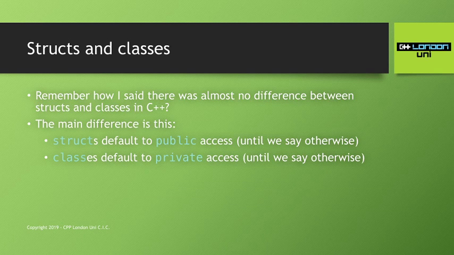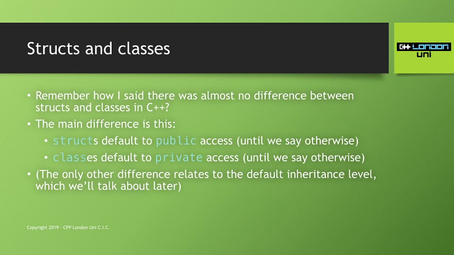Classes, on the other hand, default to private access until we say otherwise, until we use one of these public, protected, or private markers. And this is the main, interesting difference. Anyway, there's one other little difference between structs and classes. Again, that's just the defaults. But this is pretty much the only difference that you really have to care about. As I say, the other difference is about the default inheritance level, but you don't have to worry about inheritance levels now.